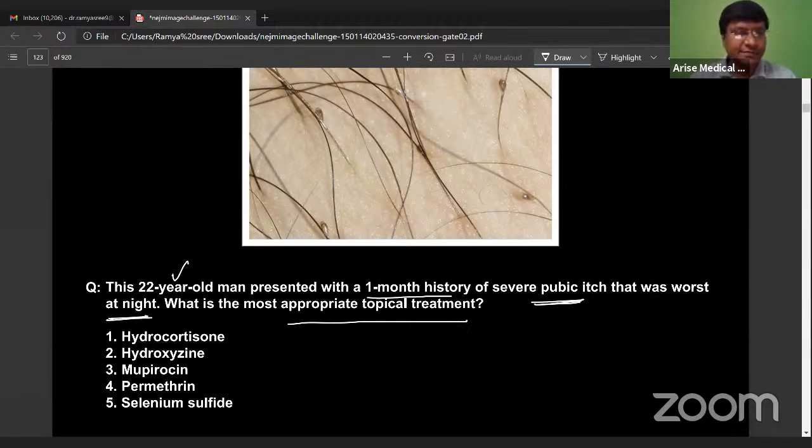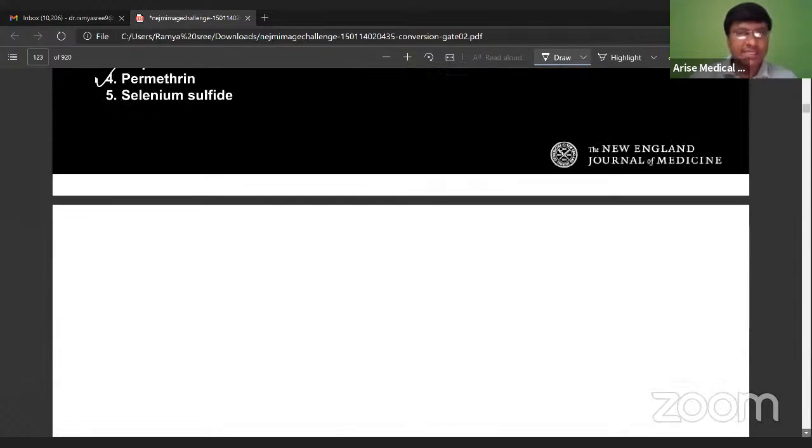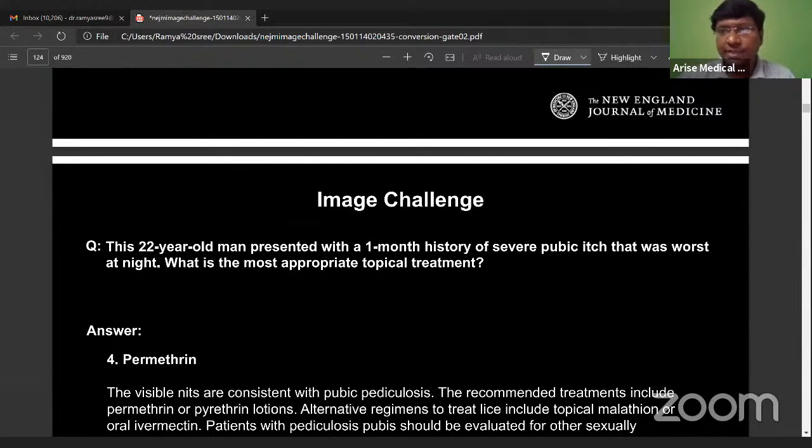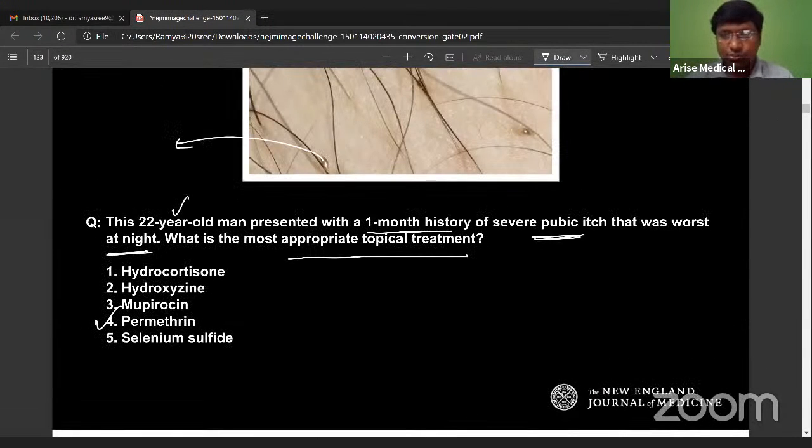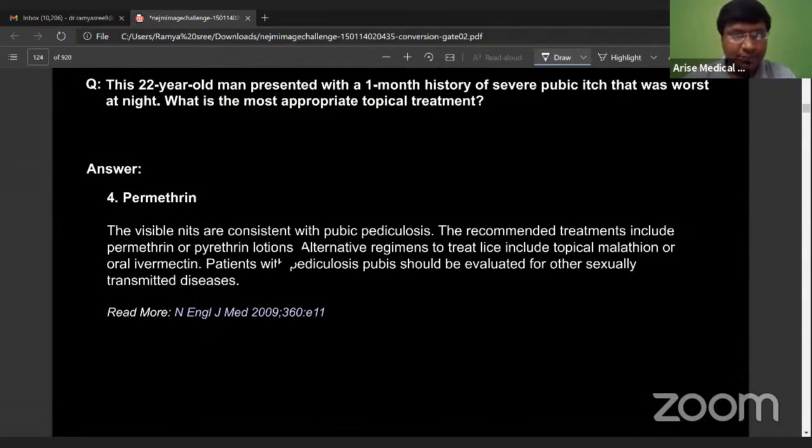So you closely observe. Very good, Sai Taruni has answered it. Yes, the answer is permethrin. So whatever you're seeing here, can anyone describe the image? What is it that you are seeing in the image along with the hair? What has been shown to you is the presence of pediculosis, the presence of pubic pediculosis.